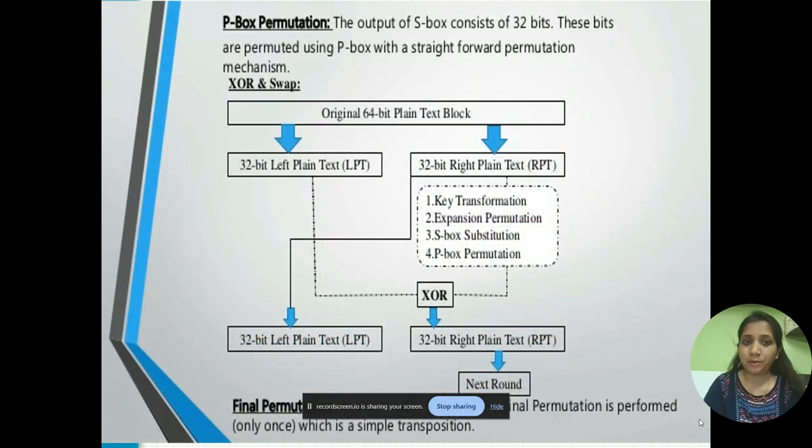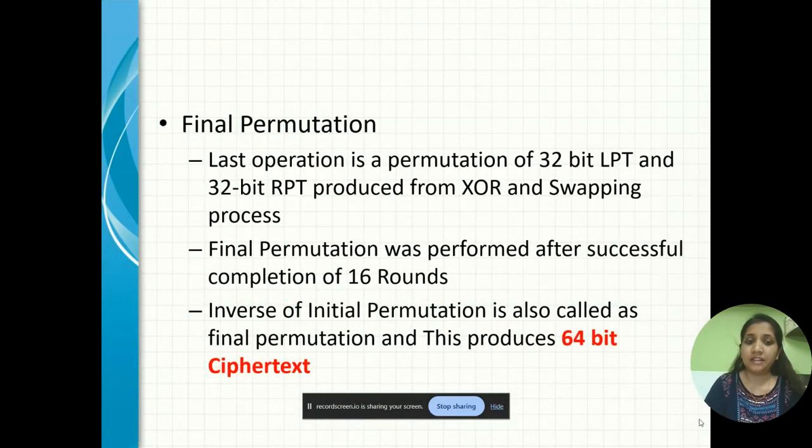So here's the P box permutation. The same information is there on this slide. Lastly, the final permutation process. The last operation is the permutation of the 32-bit left plain text and the 32-bit right plain text produced by the XOR and swapping operation. The final permutation is performed after successful completion of 16 rounds. The inverse of the initial permutation is also called the final permutation, and this process produces a 64-bit ciphertext.